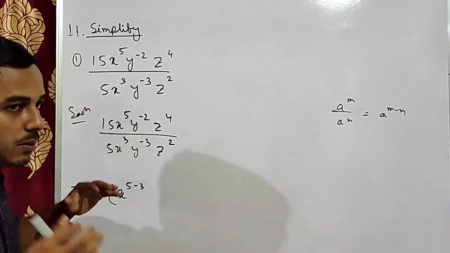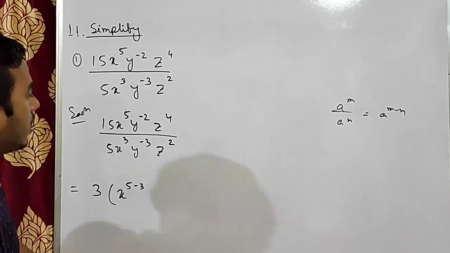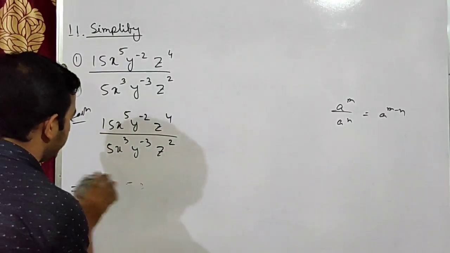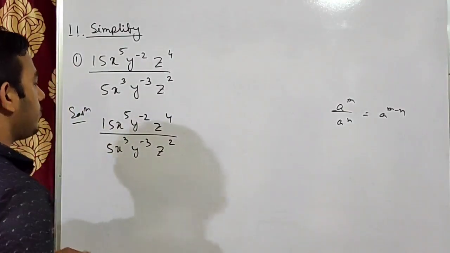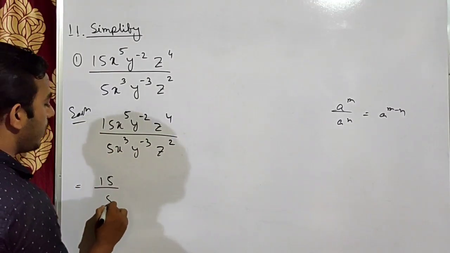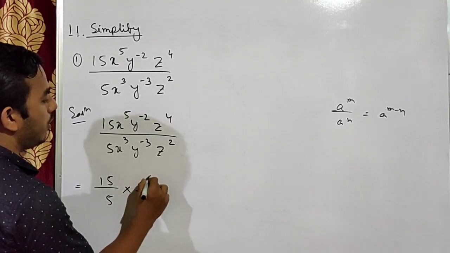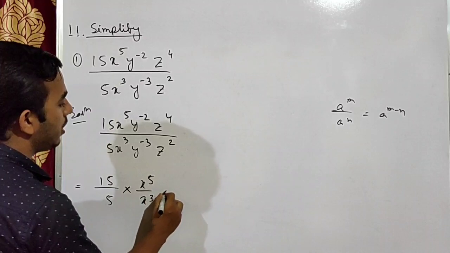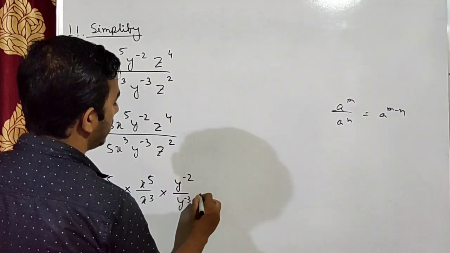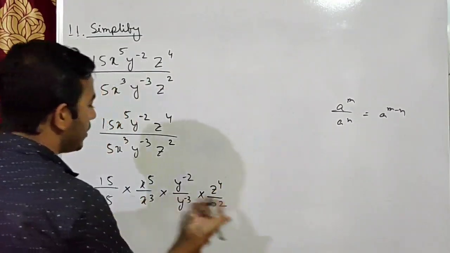If you don't understand, no problem. Let me explain it in another way. Now we can write this expression like this: 15 to the power 5, we are using the distributing method, into x to the power 5 divided by x to the power 3, into y to the power minus 2 divided by y to the power minus 3, into z to the power 4 divided by z to the power 2.